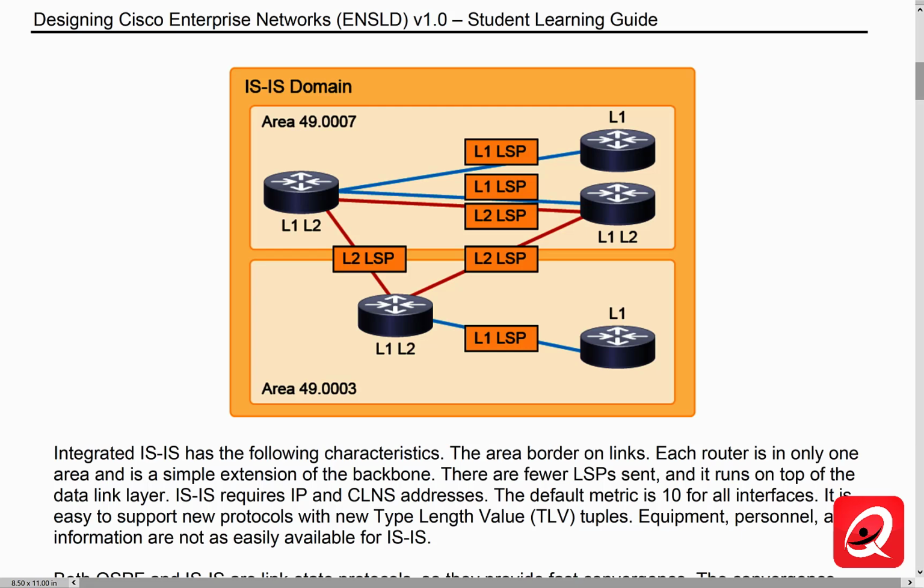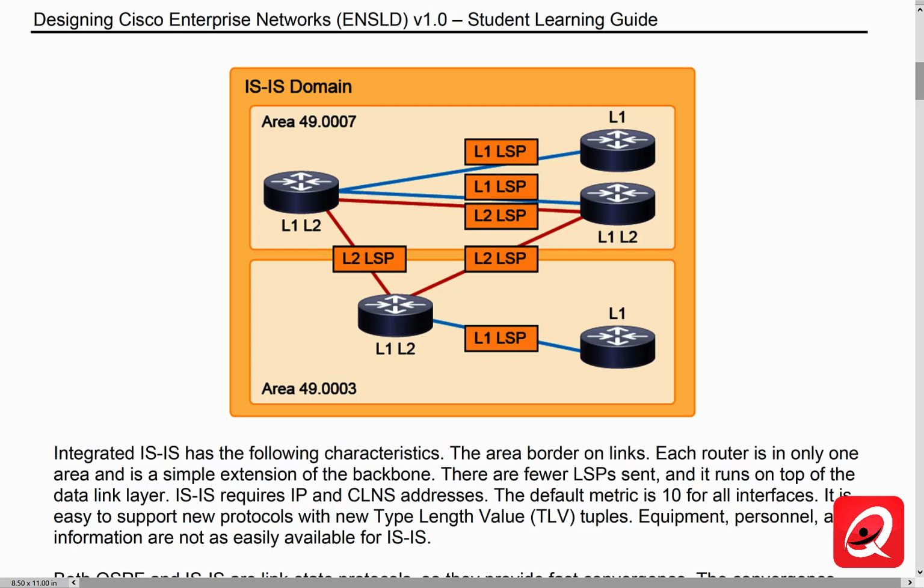Fewer link state packets, like I said. It runs on top of the data link layer. I summarized all this already. Both OSPF and ISIS are link state protocols. They're both very fast to converge.